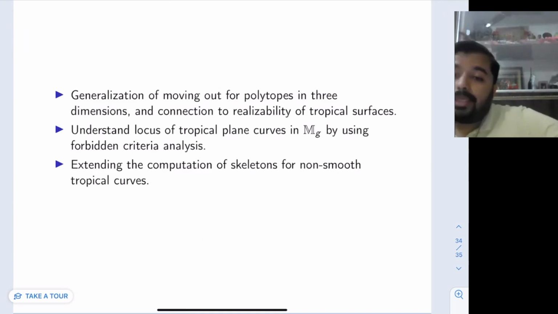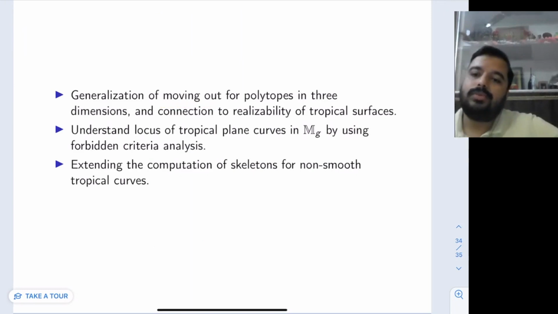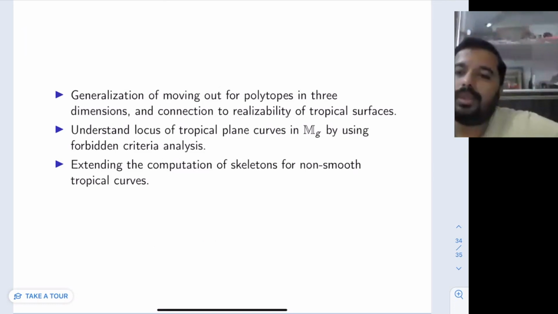And apart from these, some of the other problems that we are interested in is to look at this moving out notion. This moving out notion is only mentioned for polygons, but we can also look at what happens in 3 dimensions, because this is also interesting in terms of tropical geometry, as you saw that the study was done for only smooth and planar. So what happens if we relax these 2 conditions? First of all, planarity, and then maybe even smooth. So we are interested in both cases.